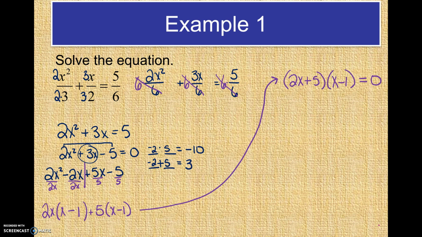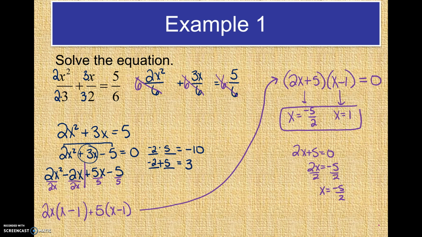Now we get the fun part of solving. What's one of the solutions? 1. This one gives us x equals 1. Anyone remember the shortcut for how to find the solution for the other one? Take the opposite of the number, so negative 5, divided by the number in front of the x. This would be negative 5 halves. If you forget how to do that, take 2x plus 5, put it equal to 0, subtract 5 on both sides, then divide both sides by 2. But your solutions are negative 5/2 and 1.